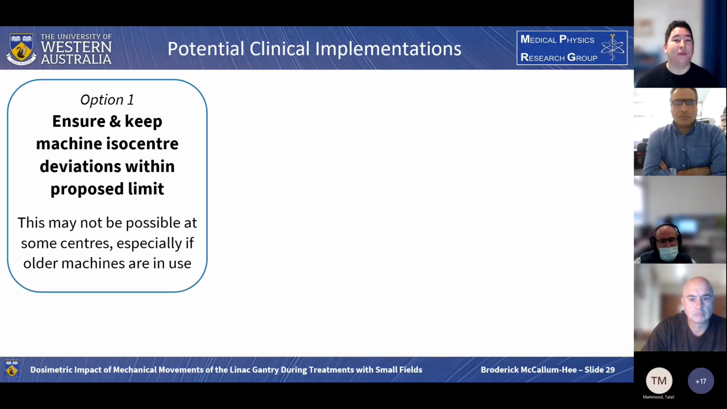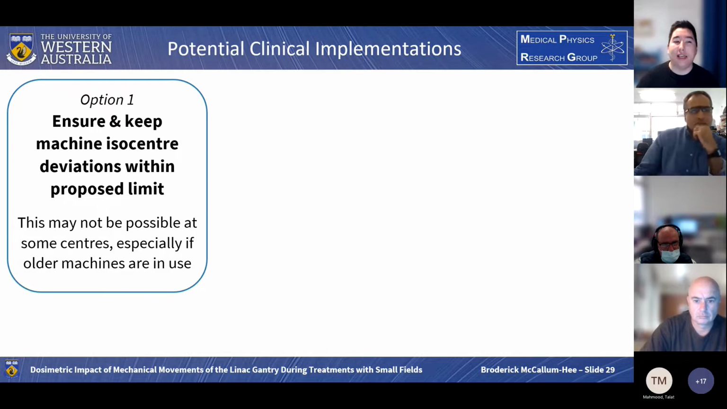In terms of implementing this recommendation clinically, there are three options that I present here that could be done. The first, and potentially the most obvious, is to ensure and keep the machine isocentre deviations within this proposed limit. And this is possible on modern linear accelerators. However, it may not be possible at some centres, especially if older machines are in use.